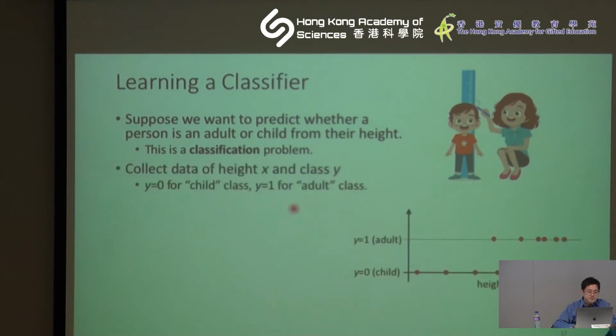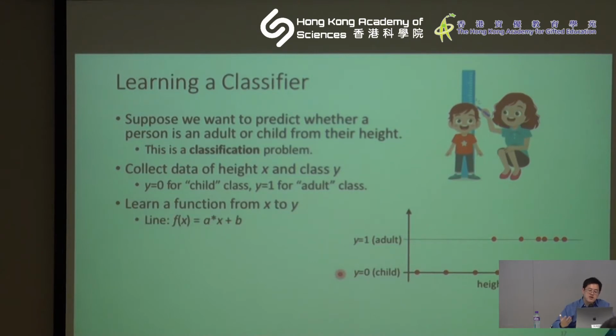So again, we collect data of height, x, and now instead of the weight, we also collect a class. In this case, the class is called y. We'll say that y is 0 when it's a child, and y is 1 when it's an adult. Here is the data that we collected. The x-axis is the height, and on the y-axis there are only 2 possible values, 0 for child and 1 for adult. Here there's maybe a short adult and a tall child.